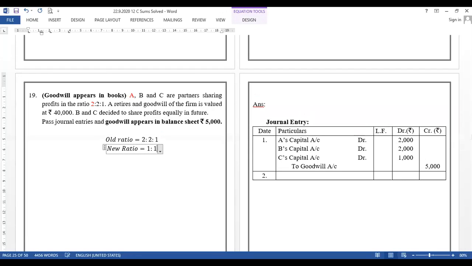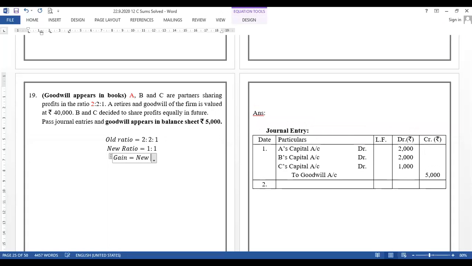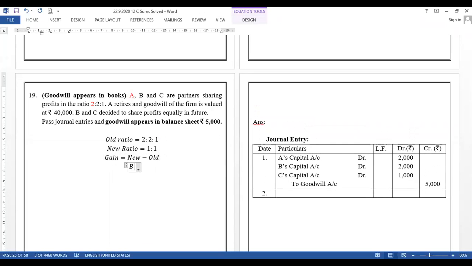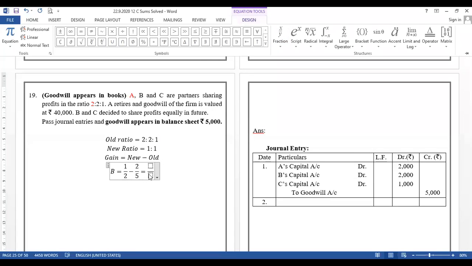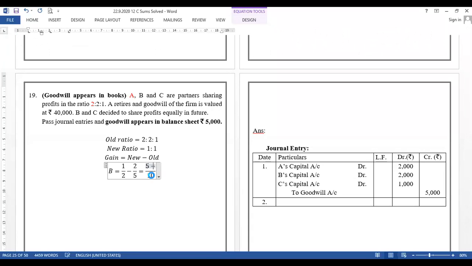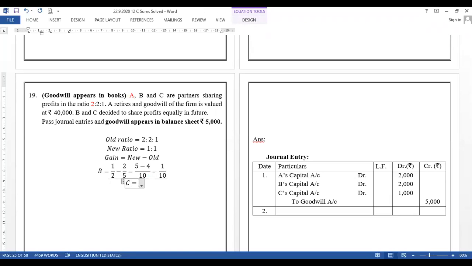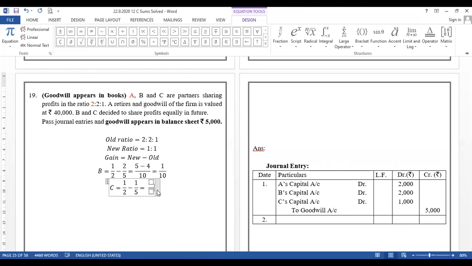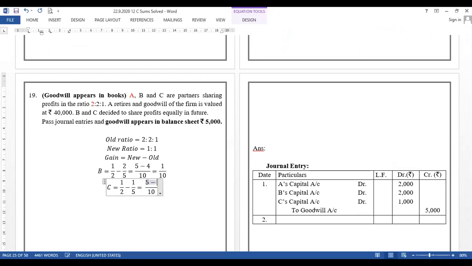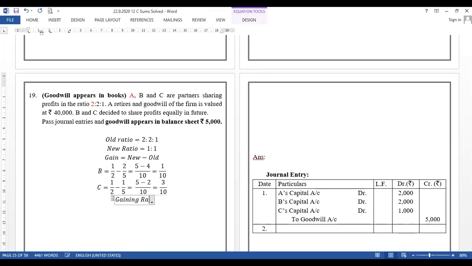So the gain formula is new minus old. For B, new is 1/2 minus old is 2/5. The LCM will be 10: 5 1s are 5 minus 2 2s are 4, so 5 minus 4 is 1/10. For C, new is 1/2 minus the old share 1/5. LCM again will be 10: 5 1s are 5 minus 2 1s are 2, 5 minus 2 is 3/10. So I do have the gaining ratio with me now. The gaining ratio will be equal to 1:3.